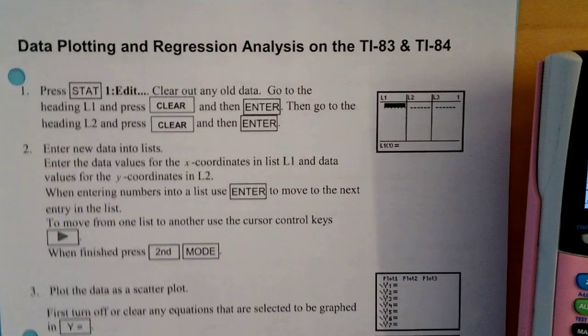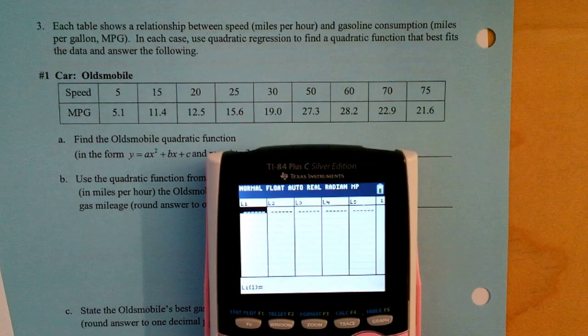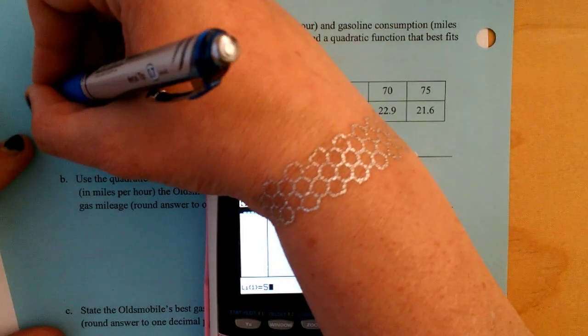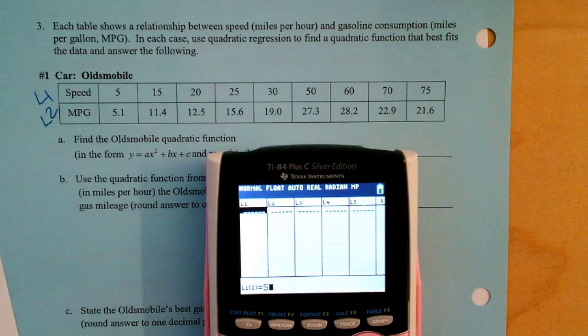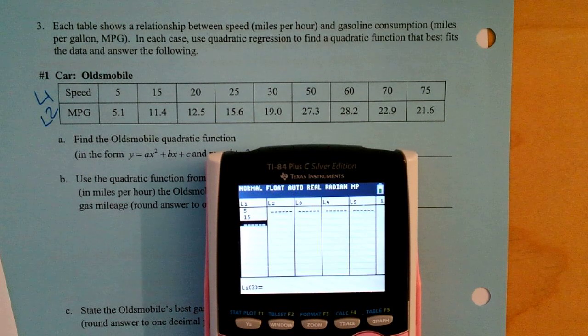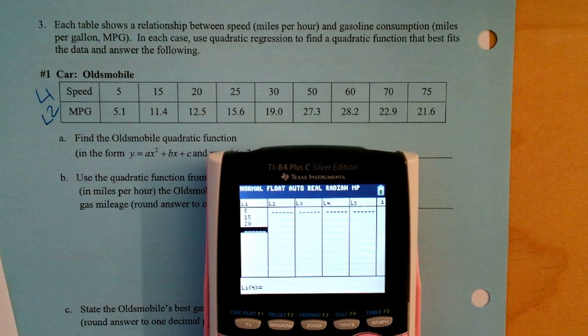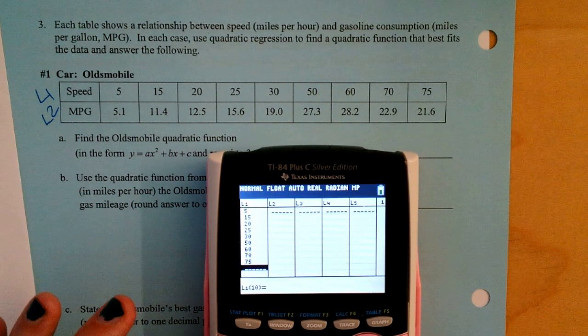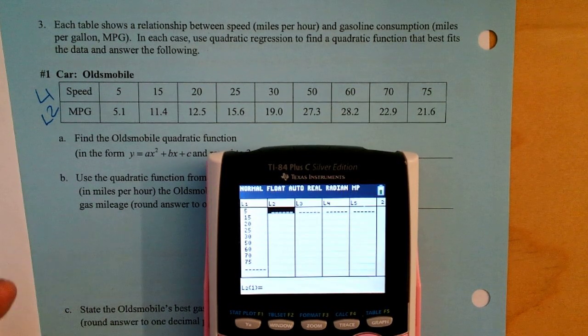So now we're going to enter the data. To enter the data, I'm going to go back to my table, and I'm just going to literally plug them in. 5, I'm doing the top one. This is my list 1, and this is my list 2. Okay, so 5, enter. 15, enter. 20, enter. 25, enter. 30, enter. 50, 60, 70, and 75.